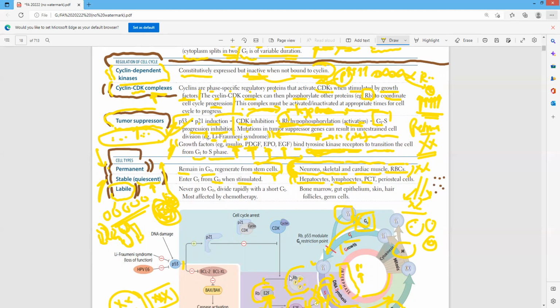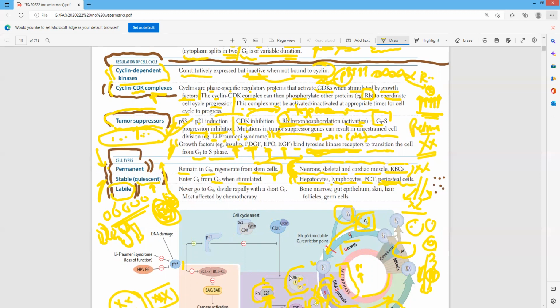And we have the periosteal cells, the cells around the bone. You know that they are the outer lining of the bone. When you have an injury, remember that you need periosteal cells to regenerate the bone.